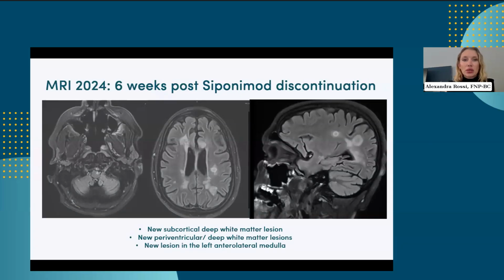Okay, so here we have the MRI that he got right before he saw me. And unfortunately, what this shows, when you think back about that 2016 MRI, is a notable increase of subcortical deep white matter lesions. He has new periventricular and deep white matter lesions, and new lesions in the left anterolateral medulla. So really supratentorial, infratentorial, lesions spread across everywhere. Next slide.